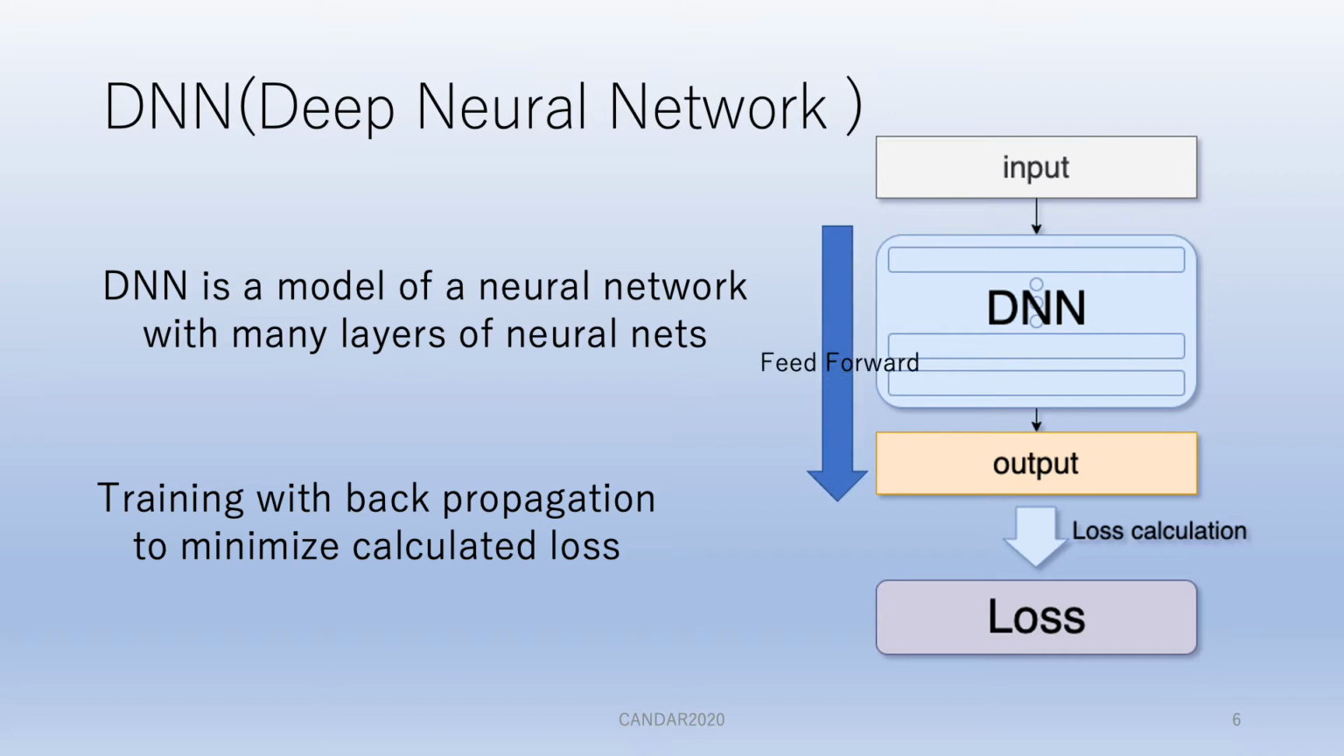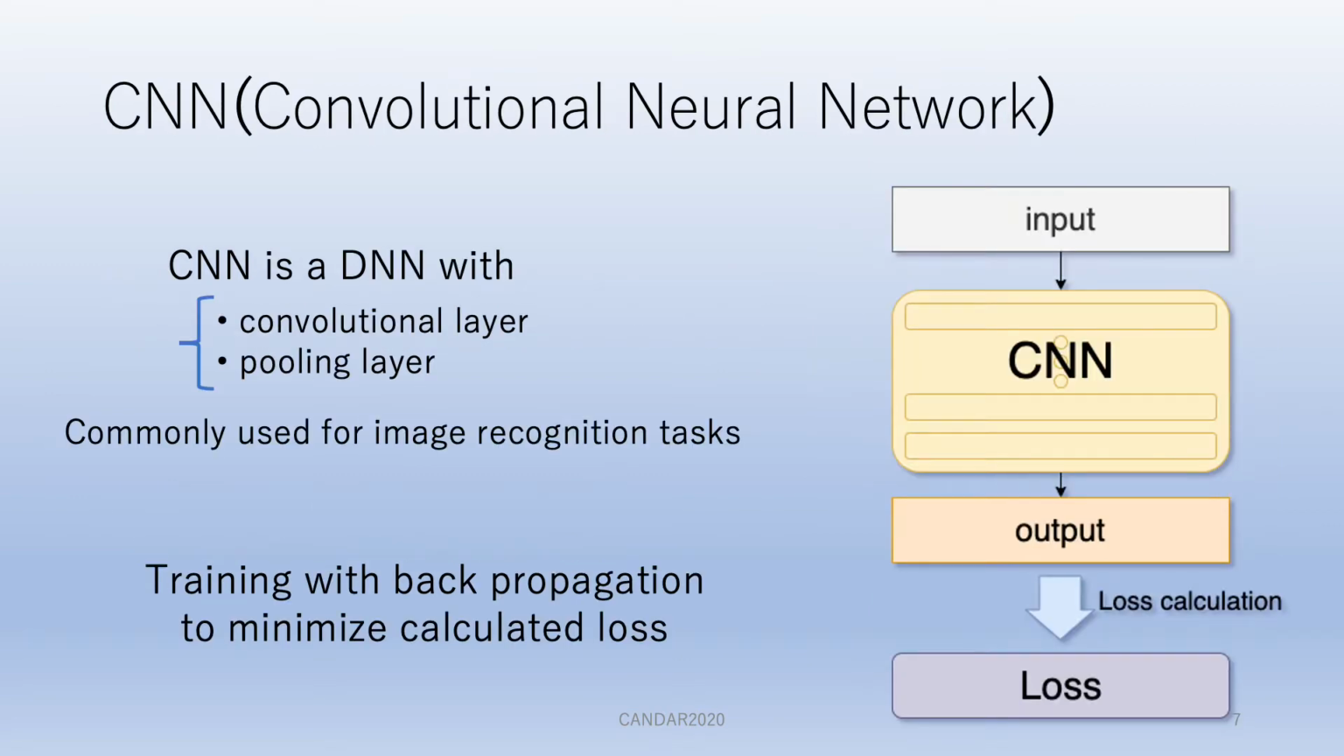In forward pass, DNN calculates loss. And in backward pass, DNN trains with backpropagation to minimize the calculated loss.